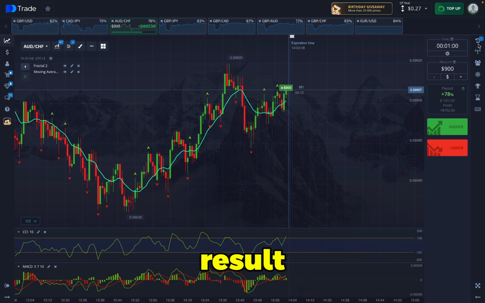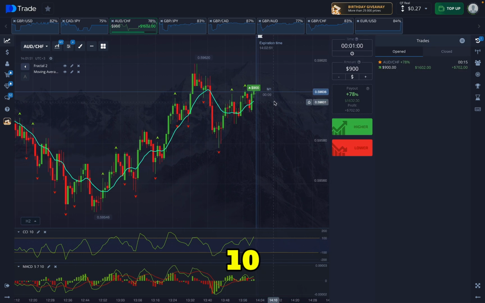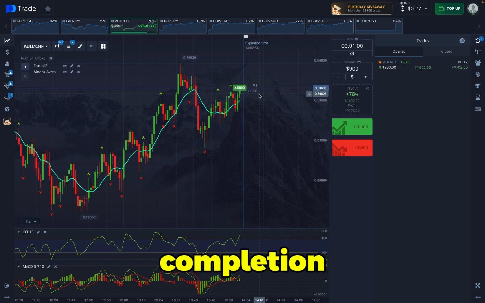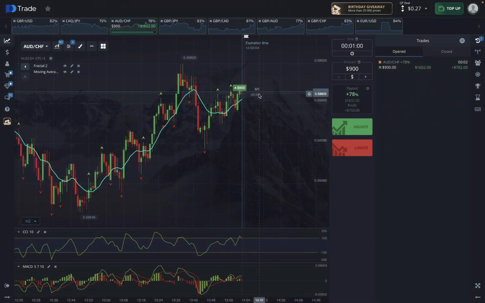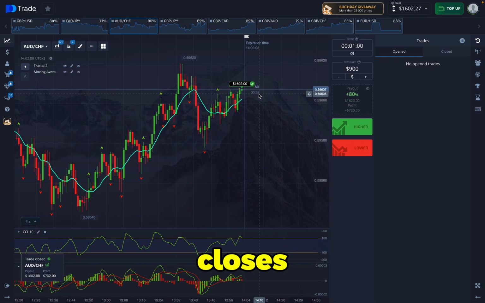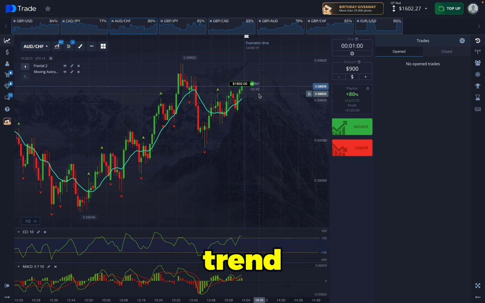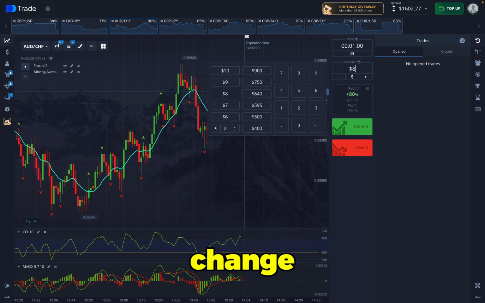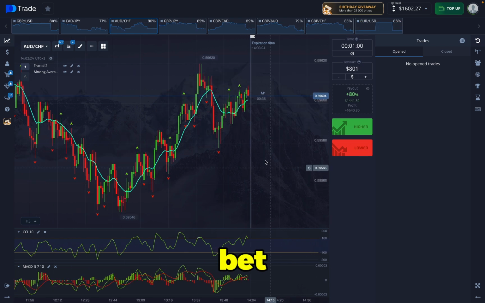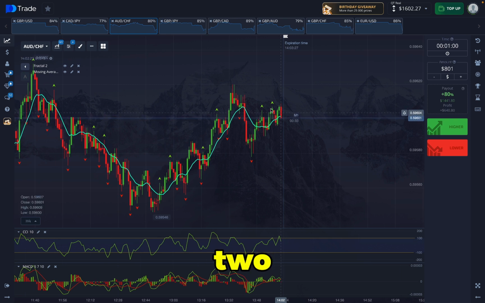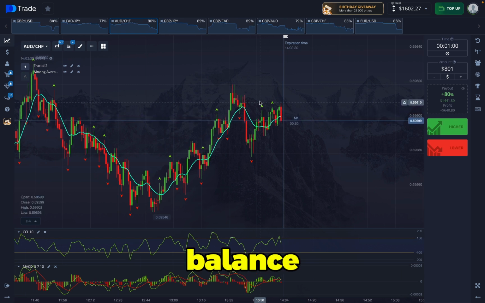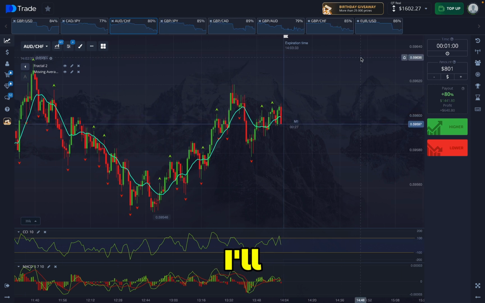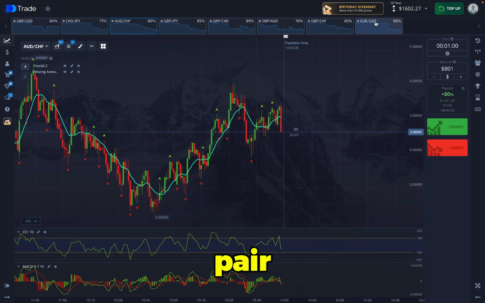Let's look at the result of the first trade about 10 seconds before its completion. And the first deal closes as an A+. Overall, the upward trend continued and everything happened as I said. The deal was absolutely correct and I'm making a profit. Let's change the amount of the deal value. I'll bet $801 and I'll open 2 deals for the entire amount of my balance. Let's continue, and I'll select the next currency pair.